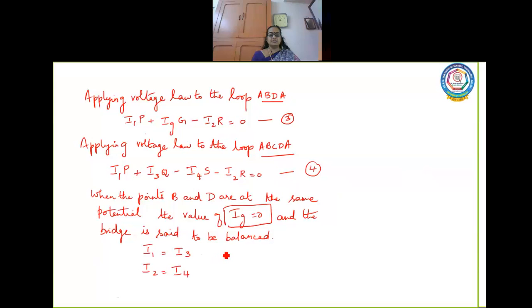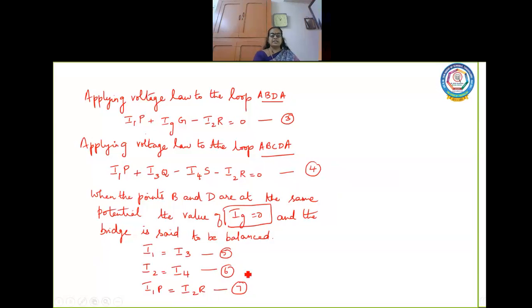Let me name this as equation 5 and this as equation 6. Now look at this equation. Here also I have the value of Ig, which also turns out to be 0. So in that case I1P is equal to I2R. This is my 7th equation.